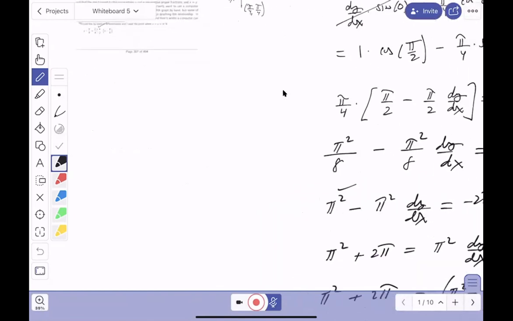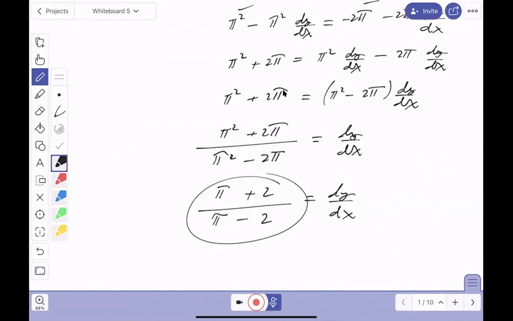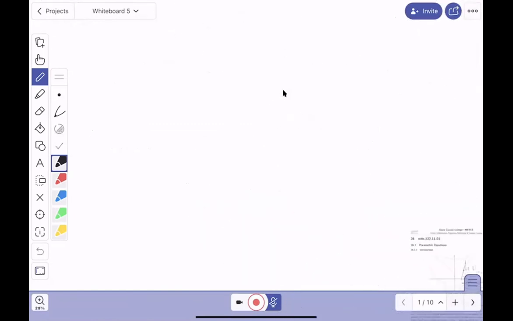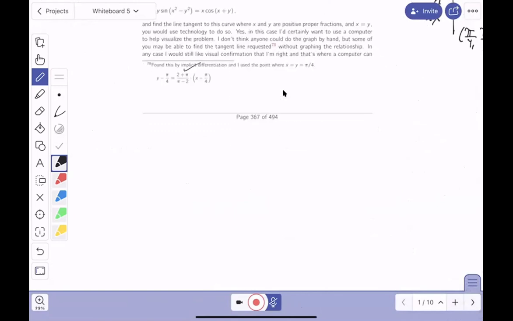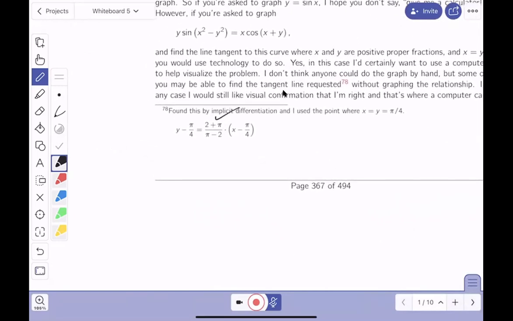Go back over. I know it's a lot of work. Pi plus 2, pi minus 2. Oh boy. Hope I'm not making you different. Yeah, we did okay. We did it right. Got it right over here. By the way, this is tough.